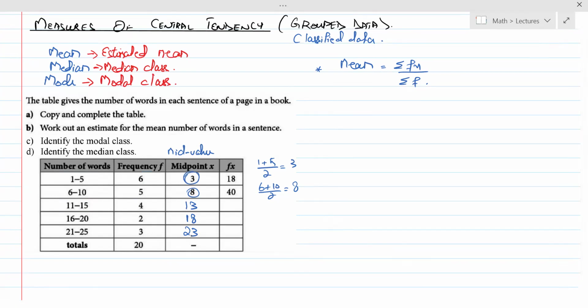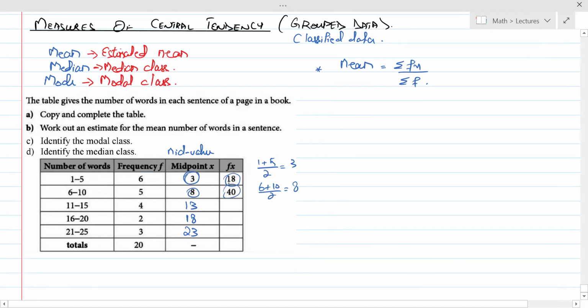Now, to use this formula, summation fx upon summation f, we have to get the values of fx. So for fx, we simply multiply the values of f and x. So 6 into 3 is 18, we get this value. 5 into 8 is 40, we get this value.